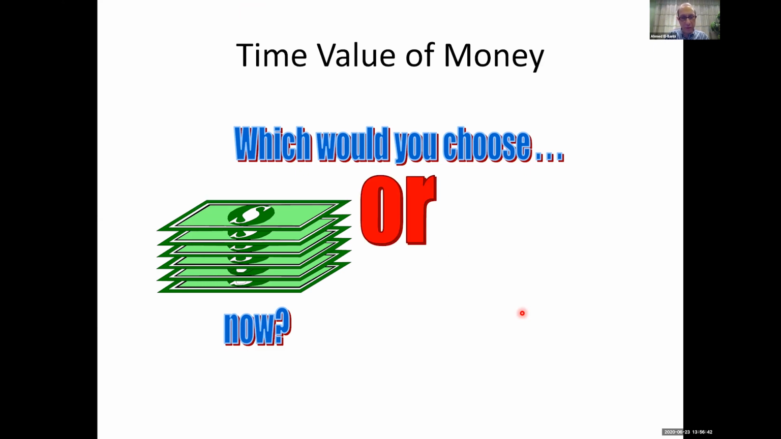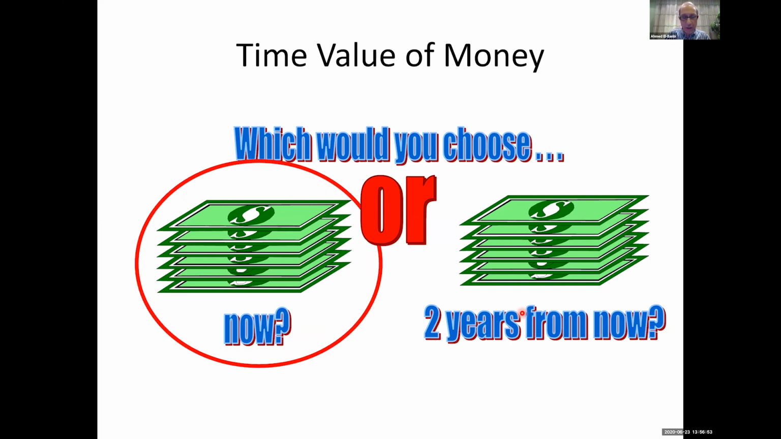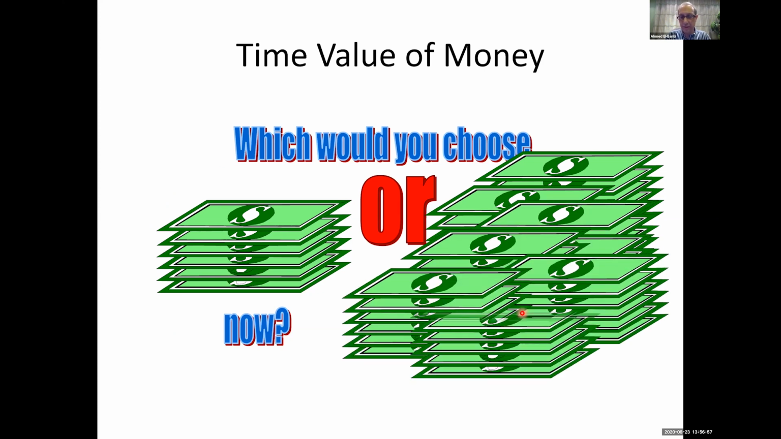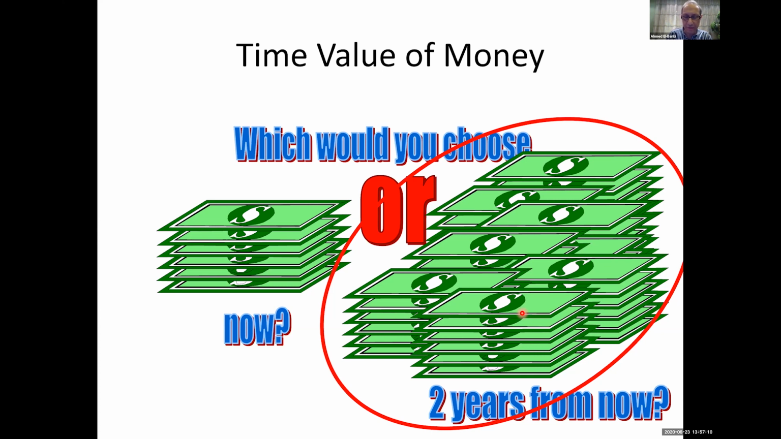If someone is giving you $100 now or $100 2 years from now, I think everybody will choose to take the $100 now. But if someone is making a better deal, if someone is giving us $100 now or $700 2 years from now, I think the majority of us will say, I will take the $700. I will wait for 2 years and then take the $700 instead of taking $100 now.